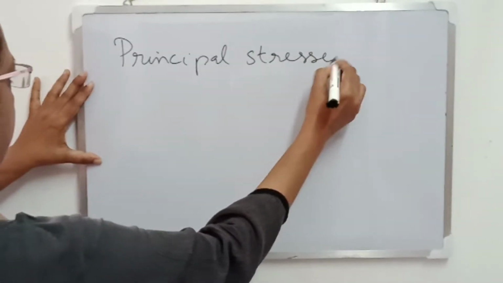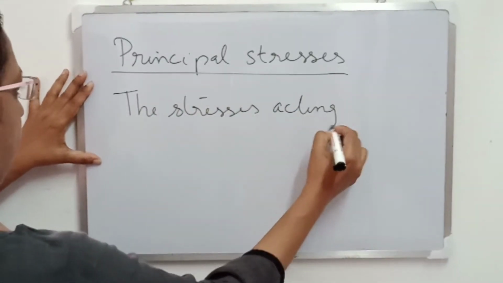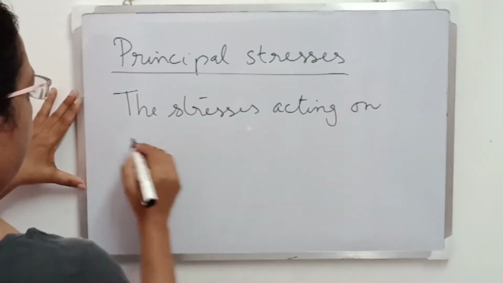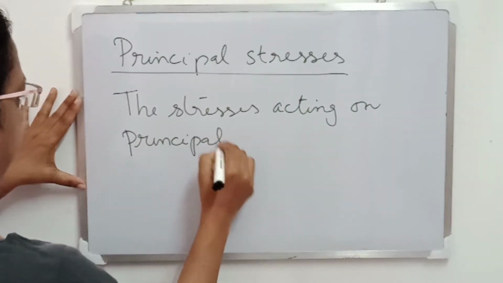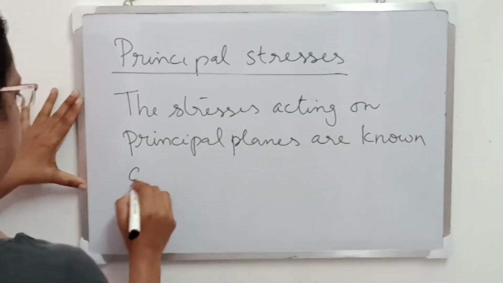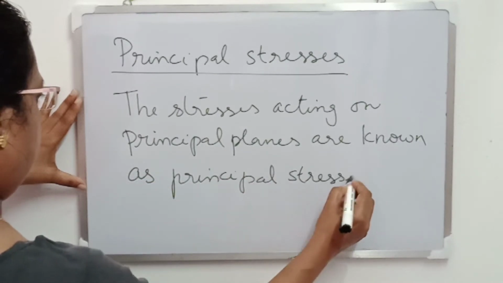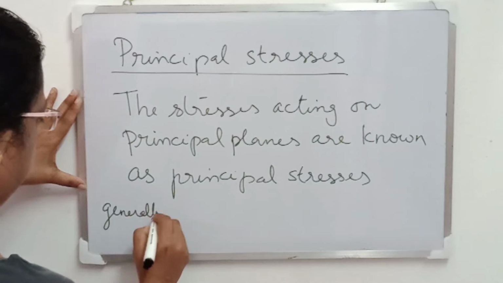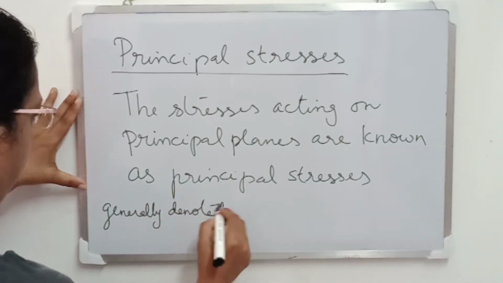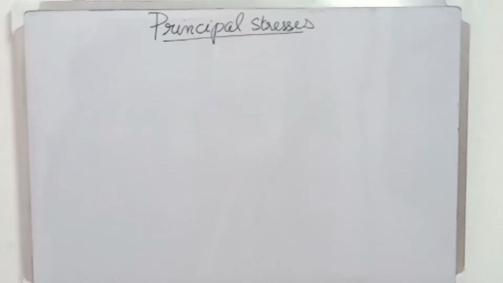Next, let us see what are principal stresses. I am writing down the definition of principal stresses also here. The stresses acting on principal planes are known as principal stresses. And generally, they are denoted by the symbols sigma 1, sigma 2 and sigma 3.